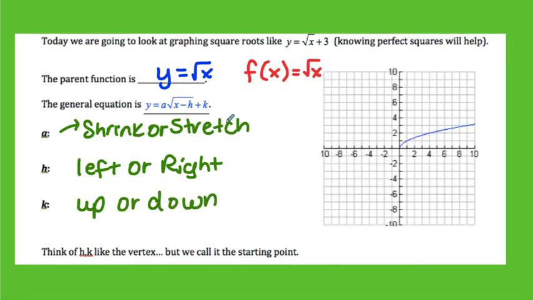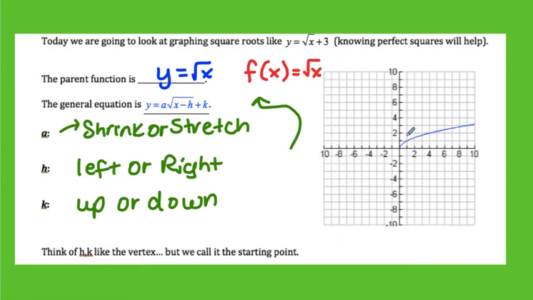But every time we did that, we always went back to what was the original parent graph, the mama bear, and that was the square root function. I want you to think of h, k kind of like we did when we did this with the vertex of a parabola. The parabola, that h, k changed the vertex. It moved that vertex left, right.